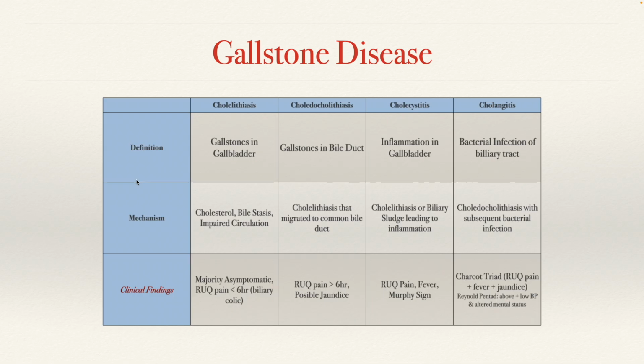The stone gets stuck, you build up stasis, bacteria start to spread, and you get Charcot's triad: right upper quadrant pain, fever, jaundice. And if you add hypotension, altered mental status, then we call that Reynolds' pentad. So you can see this as kind of a spectrum of severity.